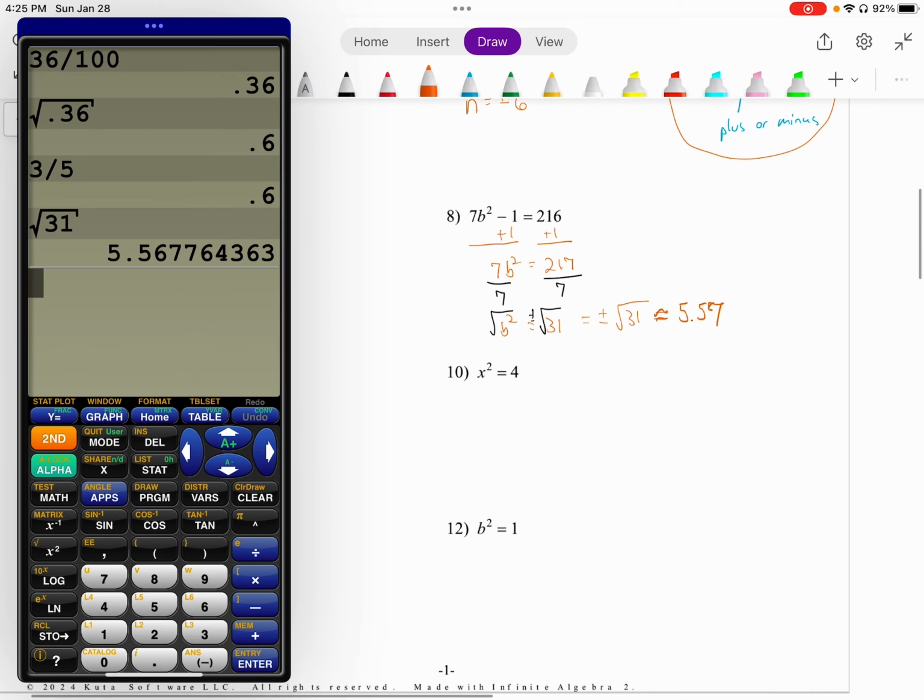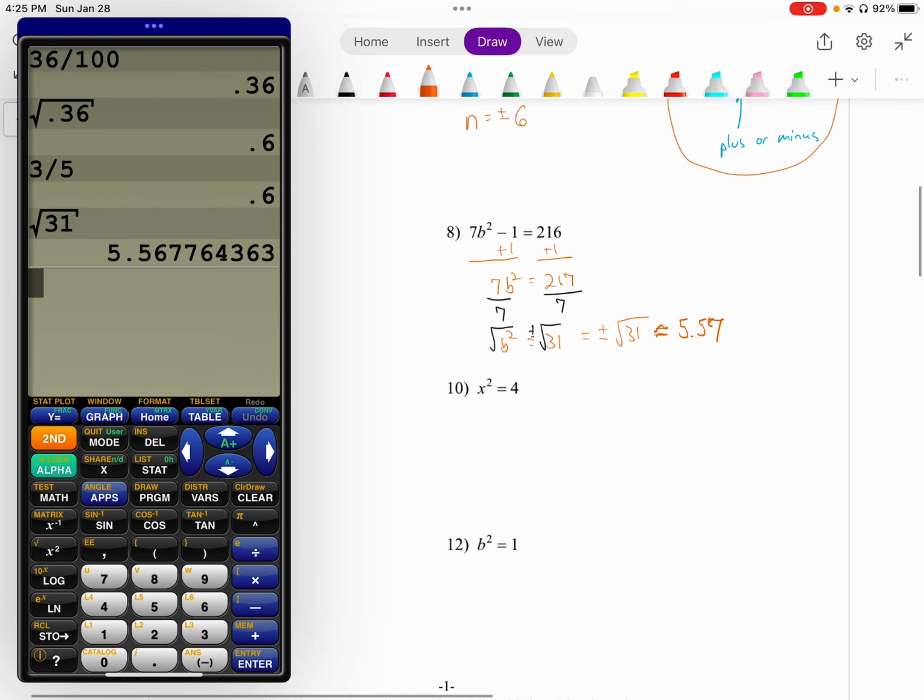All right, number 10. These are going to be pretty simple again. I realize there's some more simple ones in here, but we'll go ahead and take the square root of both sides, making sure we put plus or minus, and we get x equals plus or minus, and then the square root of 4 is just 2. Same concept for number 12. This one's a good one to look at because sometimes we forget that actually the square root of 1 is just 1.